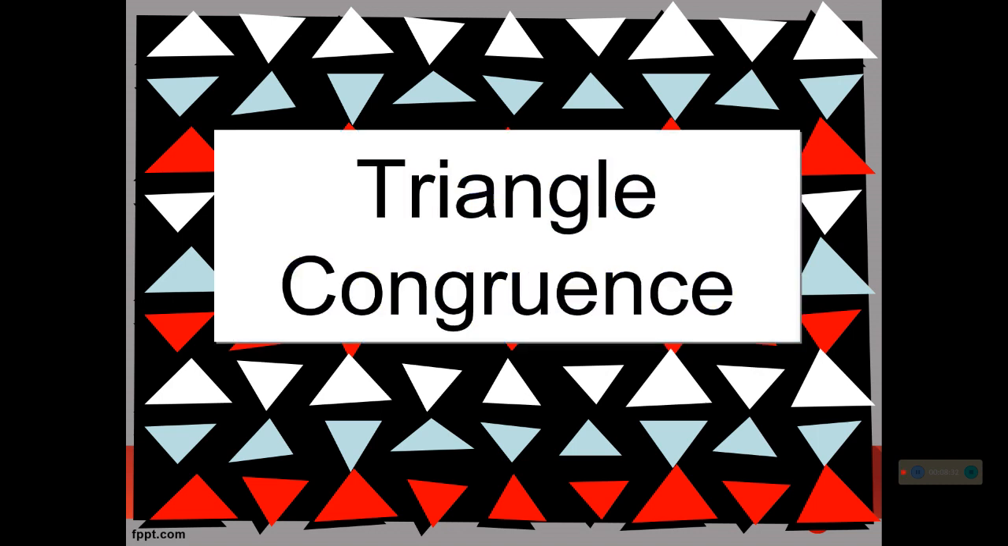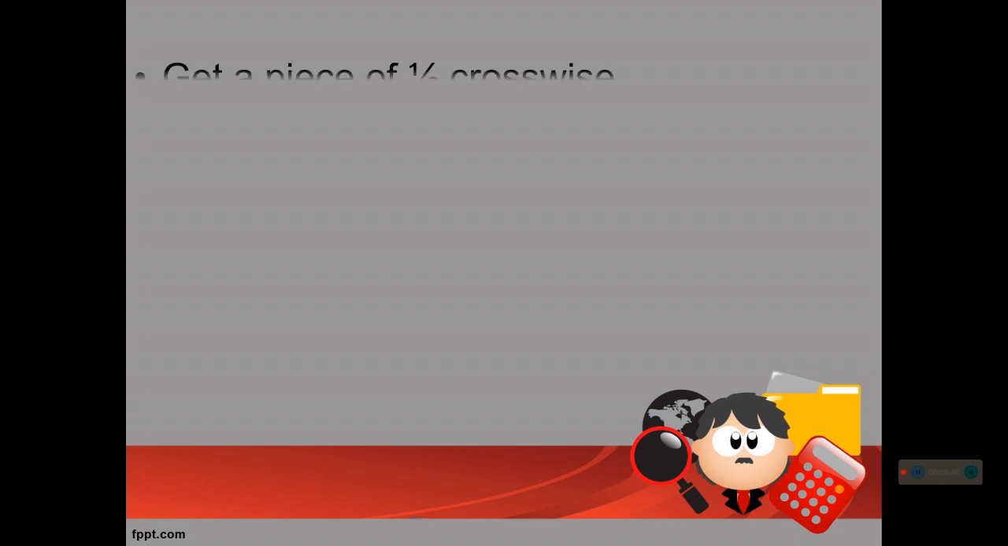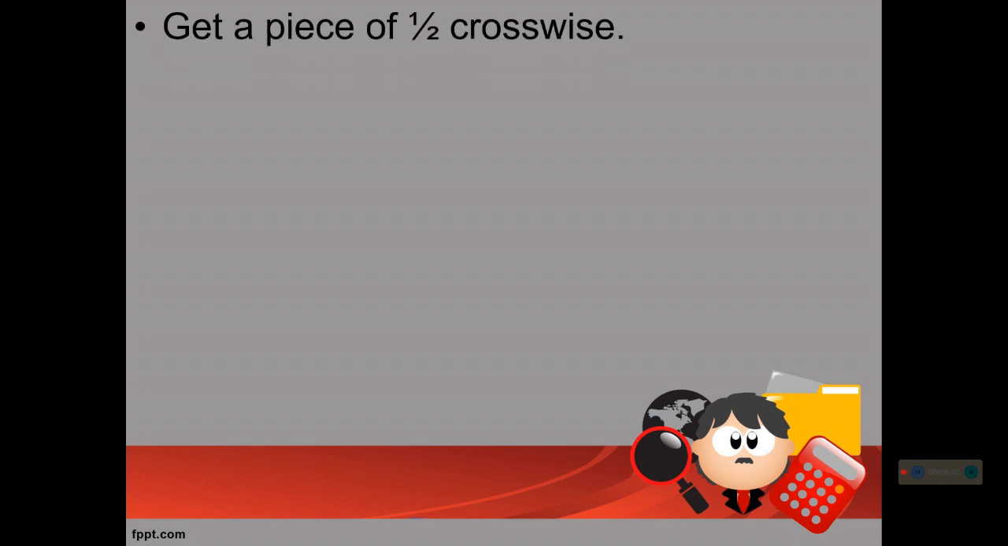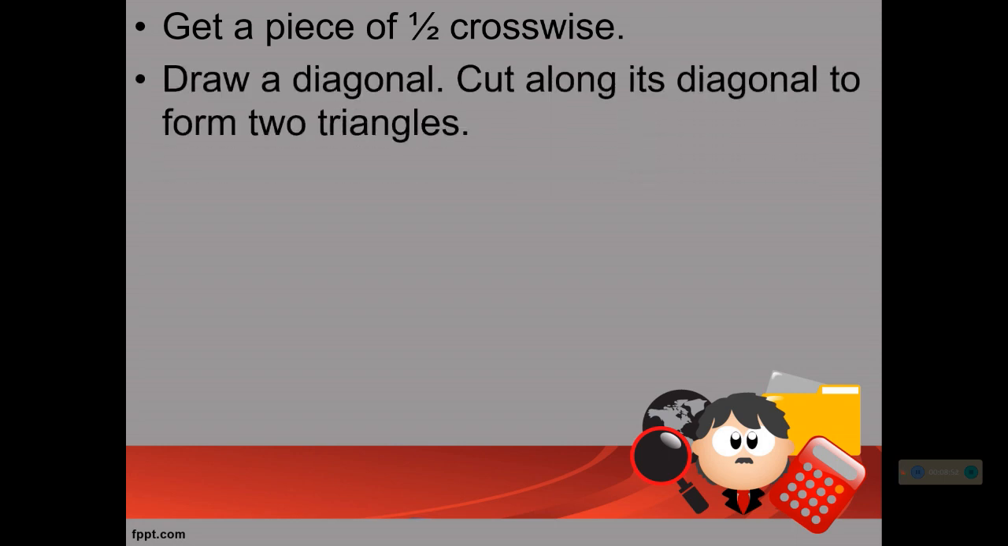Because this day, we are going to have triangle congruence. Okay, so based on the previous activity, when we say congruent, they have the same measure, same size, same shape. Okay, so how are we going to have? Okay, kindly get a piece of 1/2 crosswise. Okay, then after that, draw a diagonal. Cut along its diagonal to form 2 triangles.